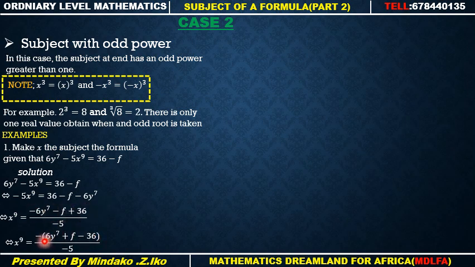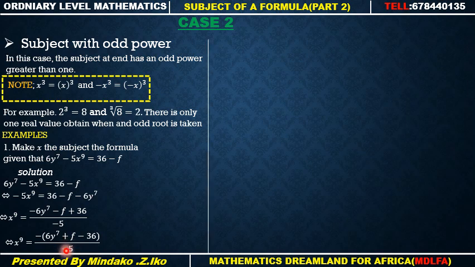Like saying negative times 6y power 7, we are going to have negative 6y power 7, negative times f, we have negative f, and negative times negative 36, we will have positive 36. Since this negative sign here will combine with this other negative sign here, for me to have positive. Okay, so that is it. And you notice again that this negative outside here will cancel this other negative in the denominator.